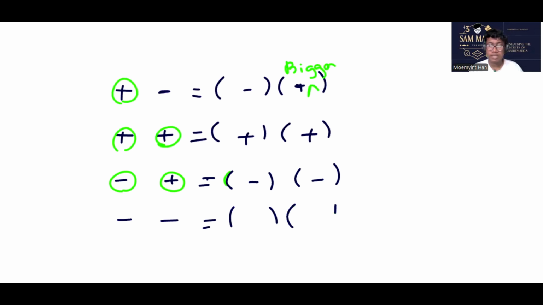We can use different signs. So we're supposed to use different signs, isn't it? So to get a negative in the middle, we're going to have to use a negative number which is bigger.